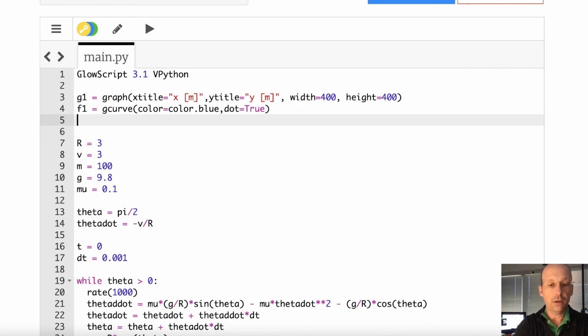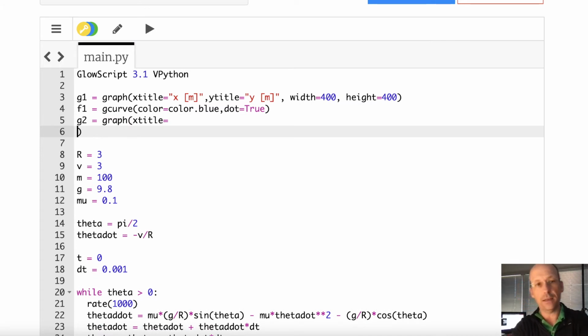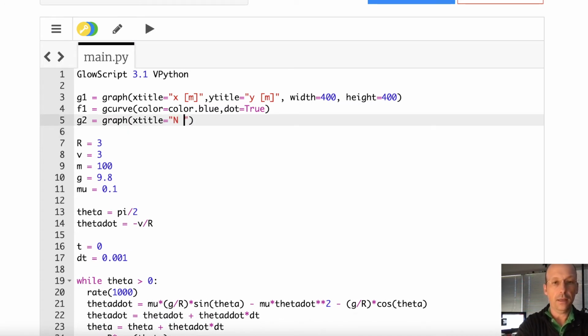So I'll say down here, G2 equals graph, x title equals, let's plot n as a function of theta. N in newtons, which looks weird. And then the y, no, that'll be theta. Let's just change this to y. And then the x title is theta. And let's do it in degrees. I like to think about things in degrees because I have trouble picturing in the other way. And then the width, let's put the same 400, but the height, let's put it as 200. So it's a graph, it's not a trajectory.